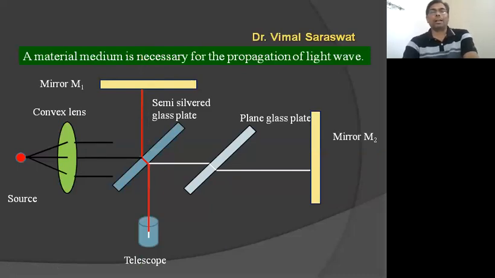So to eliminate this path difference, we place another glass plate, a plain glass plate, which has the same thickness as the semi-silvered glass plate and is also made of the same material. Or, to compensate the path difference between the two rays, we placed the plain glass plate. These are the points.